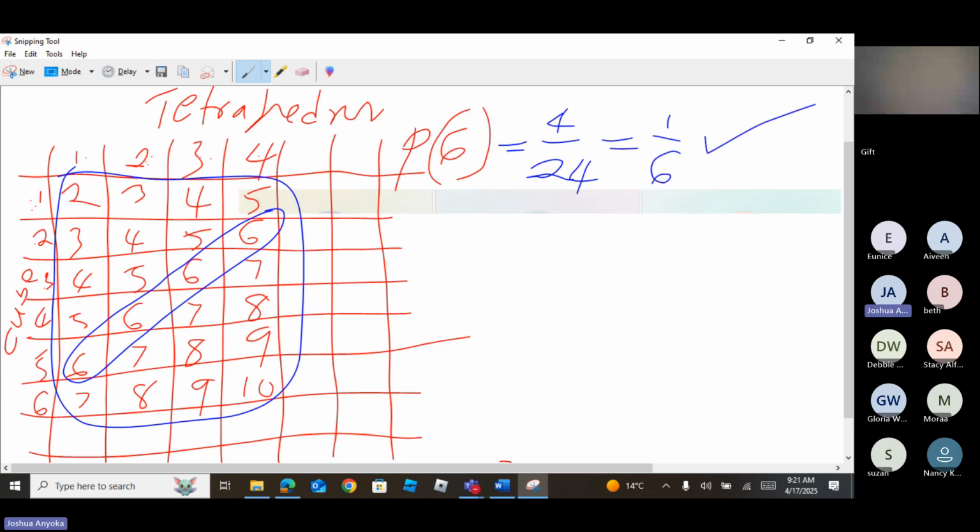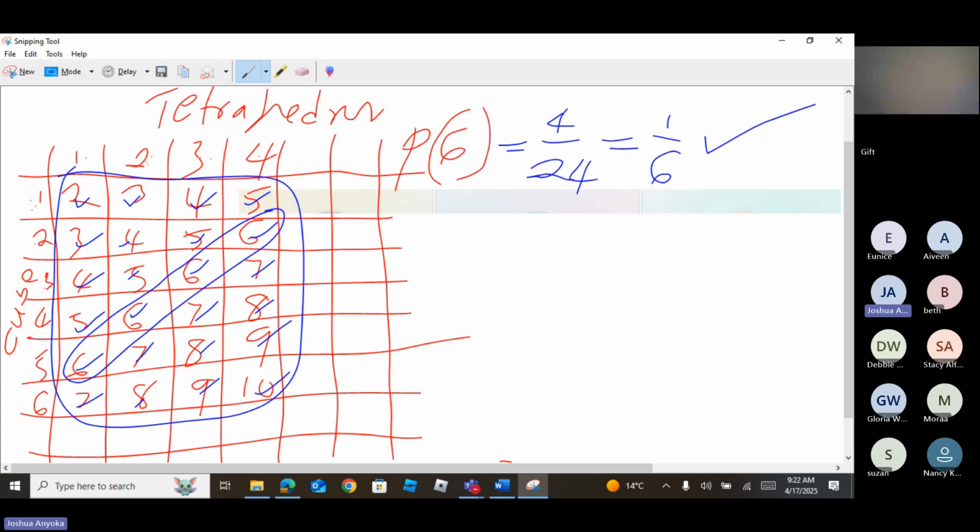1 over 6. Next question. Pardon, teacher. Umetoa wapi 24? Yeah. Count the boxes. Count the sum. 1, 2, 3, 4, 5, 6, 7, 8, 9, 10, 11, 12, 13, 14, 15, 16, 17, 18, 19, 20, 21, 22, 23, 24. Umeona kwenye zimetoka? So that's the probability space.